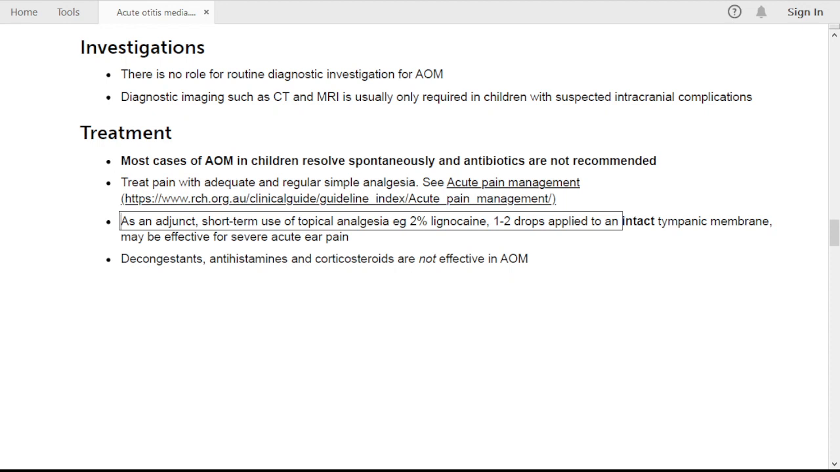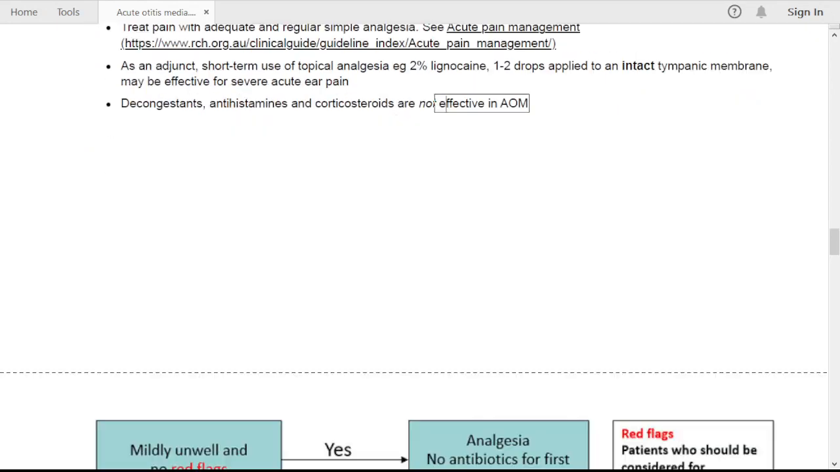As an adjunct, short-term use of topical analgesia e.g. 2% lignocaine, 1 to 2 drops applied to an intact tympanic membrane, may be effective for severe acute ear pain. Decongestants, antihistamines, and corticosteroids are not effective in AOM.